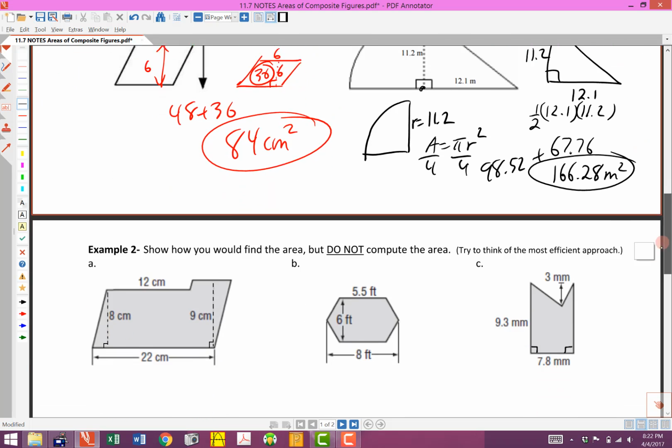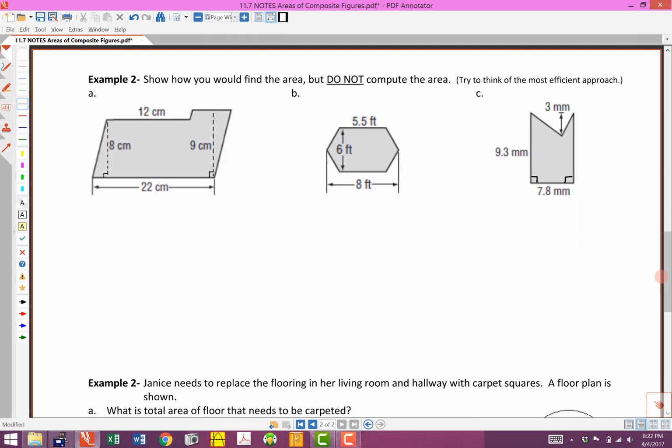Now, as we flip this over on the other side, I want you to take a look at the instructions. Okay, I think you'll find this kind of nice. Show how you would find the area, but do not compute the area. All you need to do is think of what would be the most efficient way to break this up. So if you take a look at this one right here, they've got some heights right here and stuff like that.